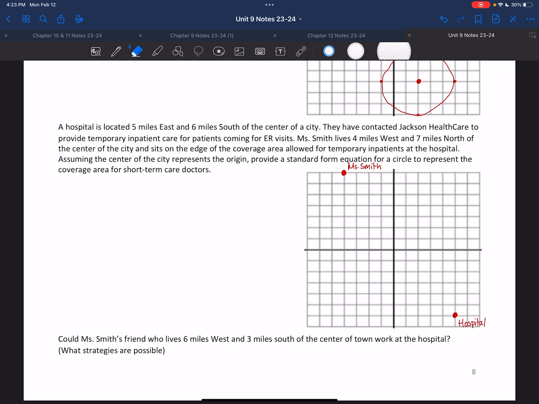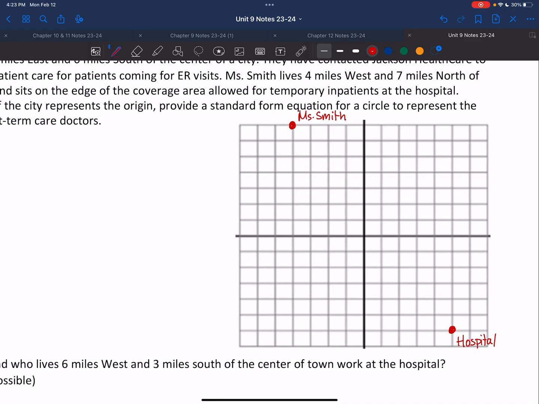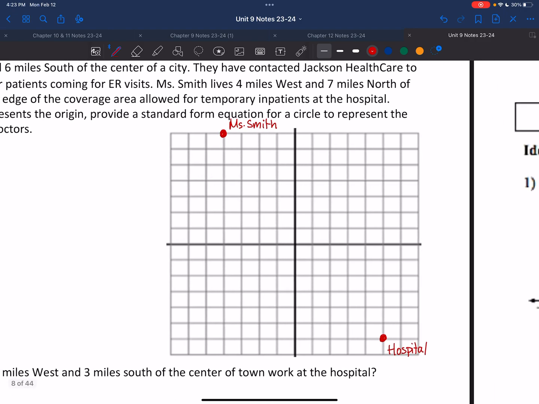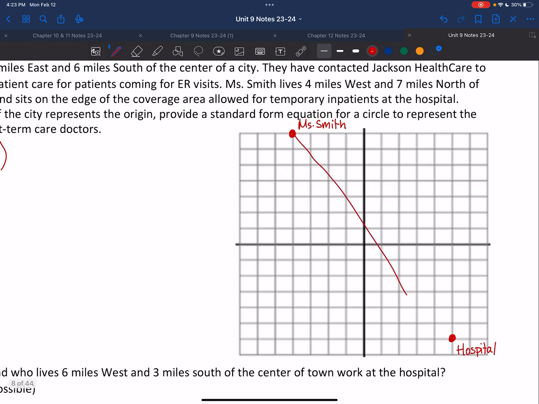All right, now, assuming the center of the city represents the origin, provide a standard form of the equation of a circle to represent the coverage area. So if I'm looking at this graph, I need to know, this hospital is my center of the circle. I need to find two things: my center and my radius. So the center is at (5, -6). That's where the hospital's at. But the radius, I don't know. I do know that Miss Smith is on the edge of that circle, so this is going to be our radius.